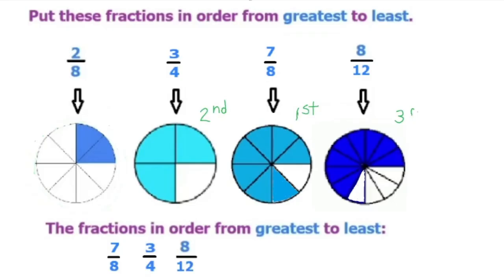And then finally, we have 2 over 8, and that's the smallest fraction. We could see only 2 pieces here shaded in. So this one is fourth. And that's it. There you have it.